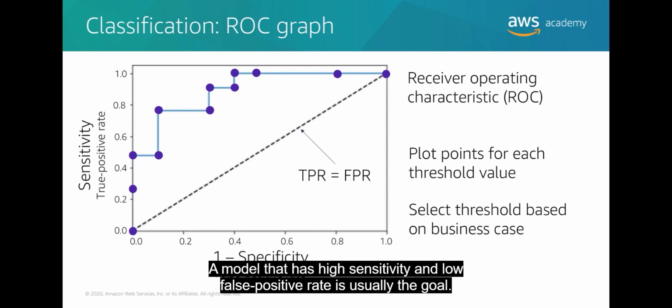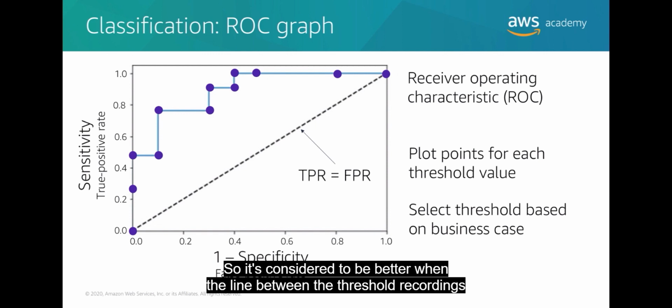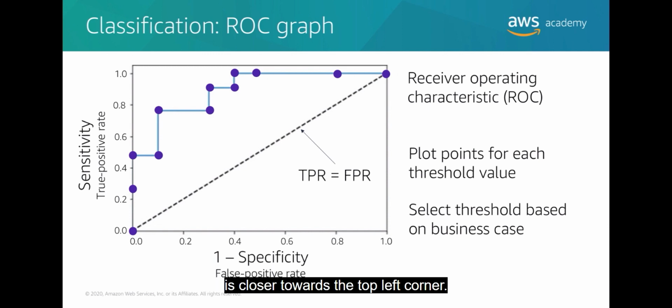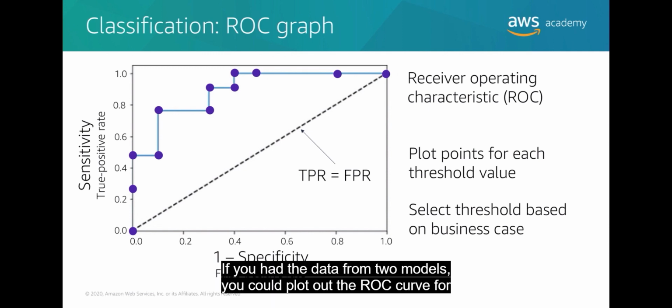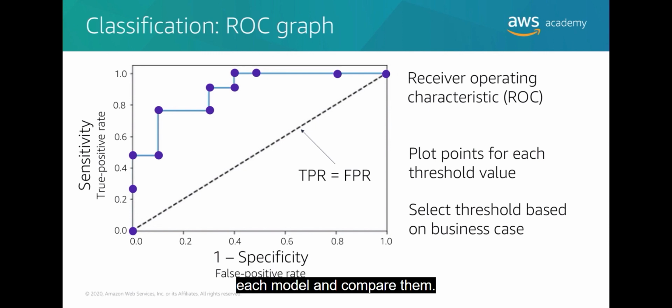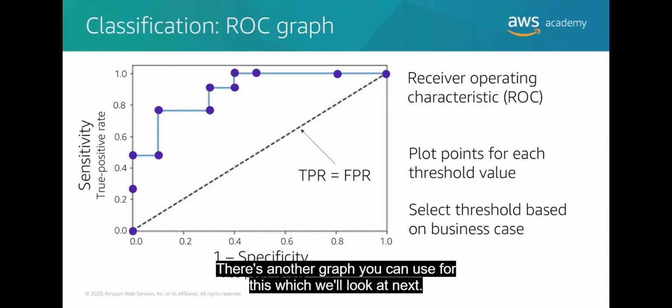A model that has high sensitivity and low false positive rate is usually the goal. So it's considered to be better when the line between the threshold recordings is closer towards the top left corner. If you had the data from 2 models, you could plot out the ROC curve for each model and compare them. However, that can be tedious. There's another graph you can use for this, which we'll look at next.